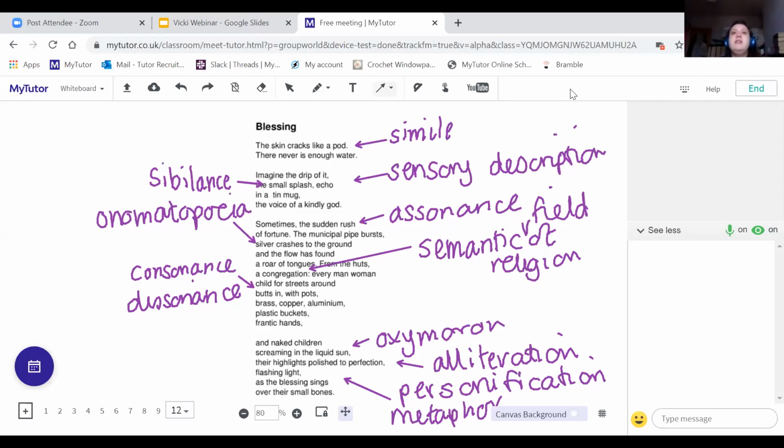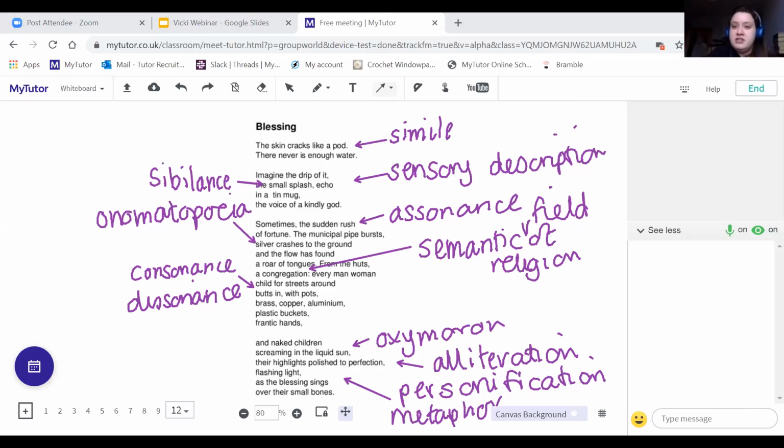Yeah, so a semantic field is where you have a collection of words that belong together. They all share a similar meaning or are in a similar category. So for example, fairy tales: princess, wand, magic, castle, that sort of thing. Symbolism is where we see one thing which stands for something else. So for example, here, over their small bones, perhaps could tell us about the poverty. That could be symbolic for poverty and the fact that they're malnourished.